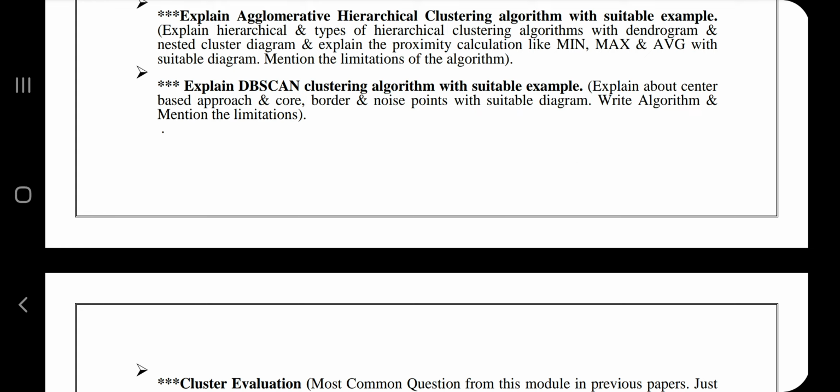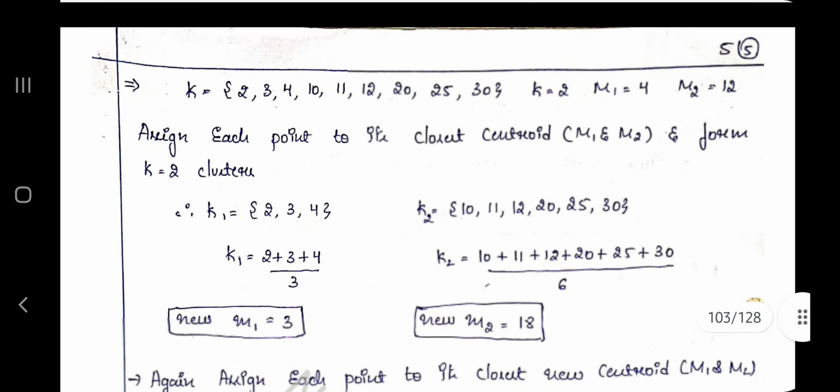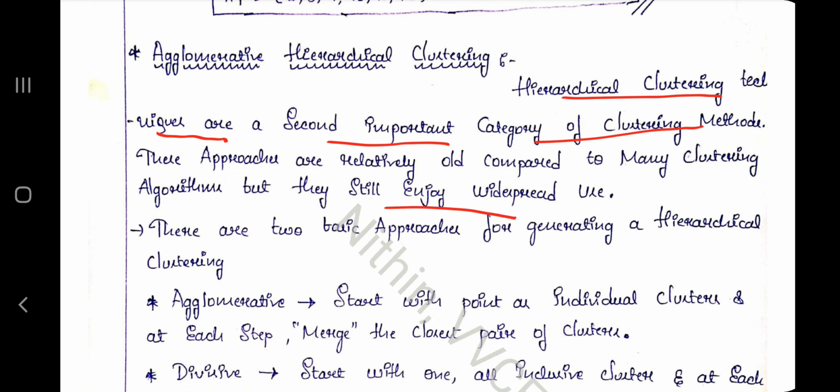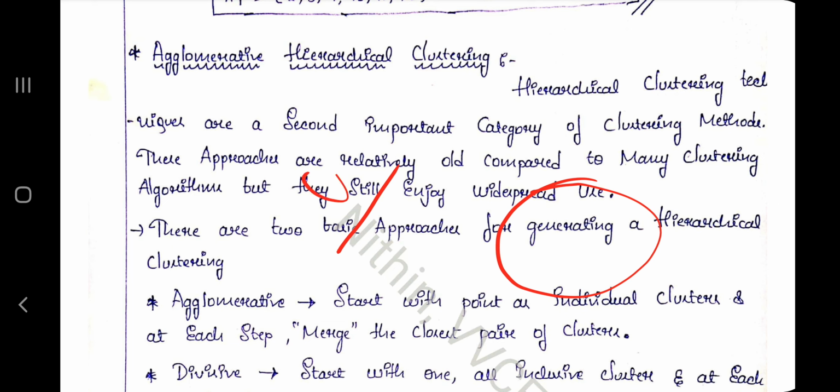Okay, so let's move on to the explanation of agglomerative and hierarchical clustering. Hierarchical clustering is the second important category of clustering methods. This is the first point. It is relatively old, but it is widely used. There, you will either merge or divide. If you know this much, your 50% task is done. Agglomerative is separate and divisive is separate.